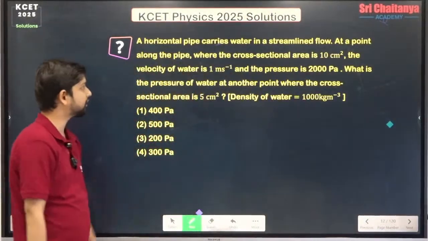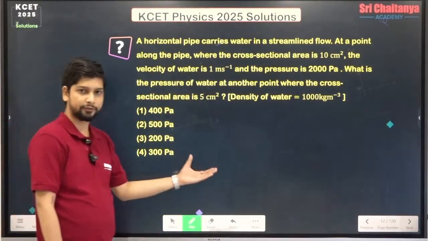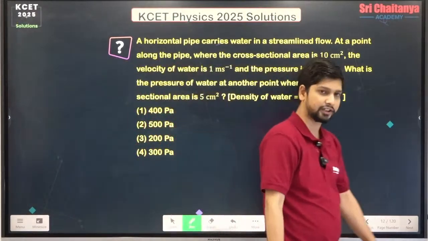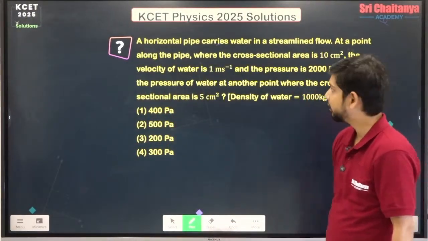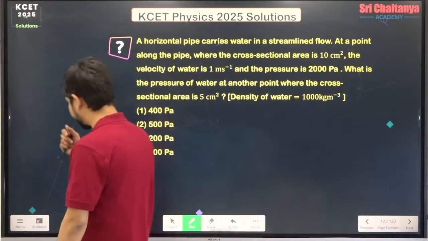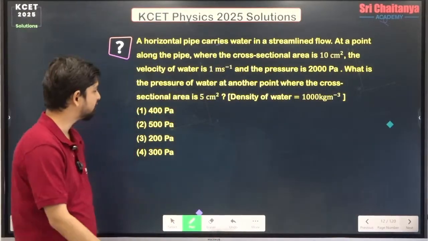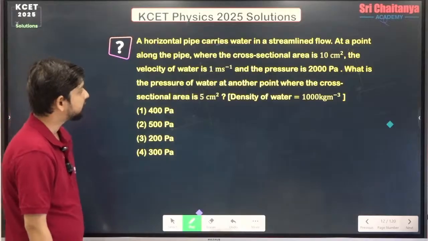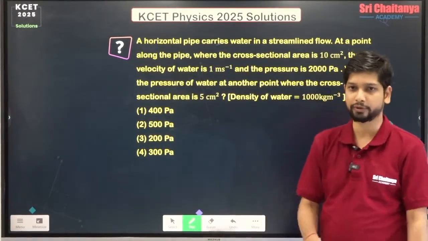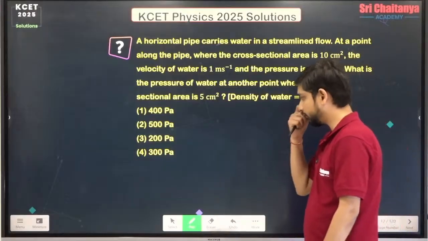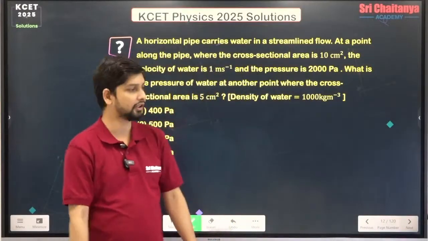So this is the next question. This is a calculative question. As you can see here, there is so much data in this question, but in fact, this question is still easy. So read out this question and then we are going to solve it for you. The paper level is very easy. Most of the questions are formula based. If you know the formula, you can solve the questions.